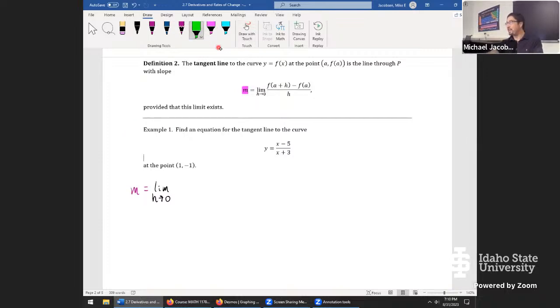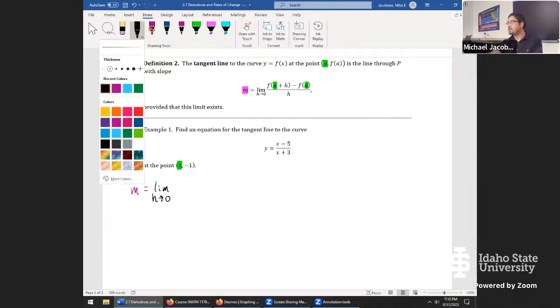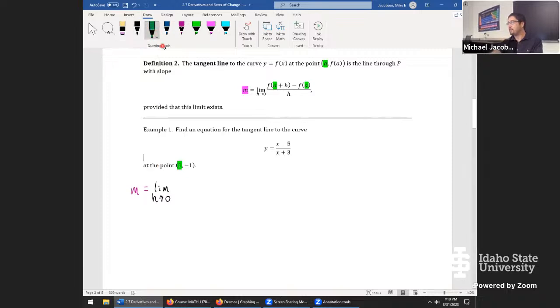Exactly, it's got to be the 1 value. The place I got this a and this a came right here. It's from the point that was provided. So if we go down below, we were provided the point 1, -1, and that tells us in this definition, a equals 1 coming from there. Does that make sense so far?